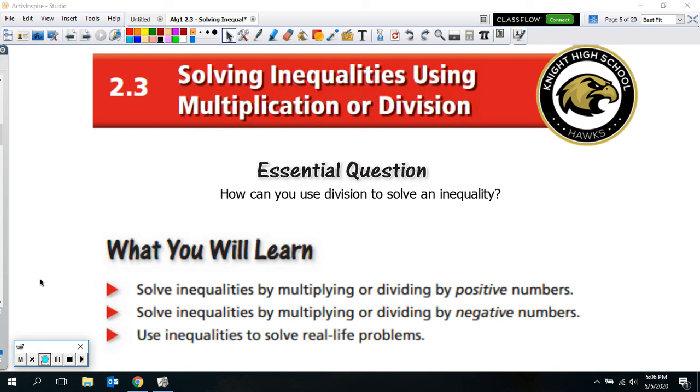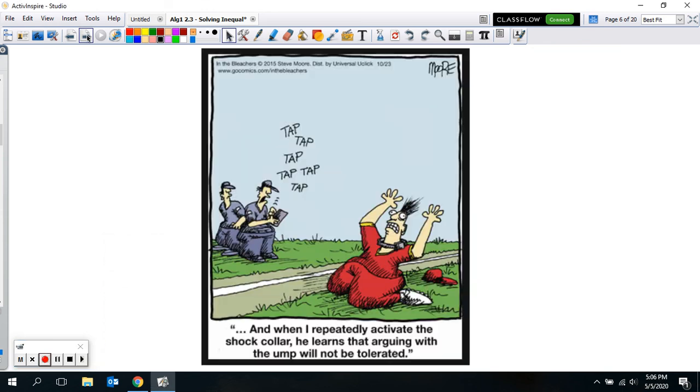All right, as we get into our lesson today, let's look at a little cartoon quickly here. In the bleachers, we've got a coach out there on the field. The referee has some device, tap, tap, tap. It says, when I repeatedly activate the shock collar, he learns that arguing with the ump will not be tolerated. So the coach has a shock collar around his neck, and he gets shocked when he wants to go argue with the ump. Okay, let's get into our lesson.